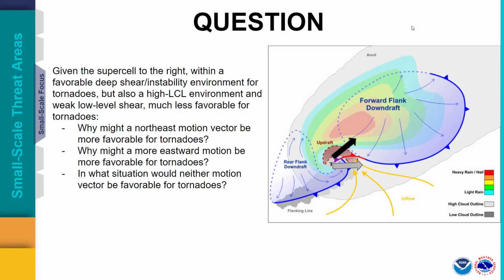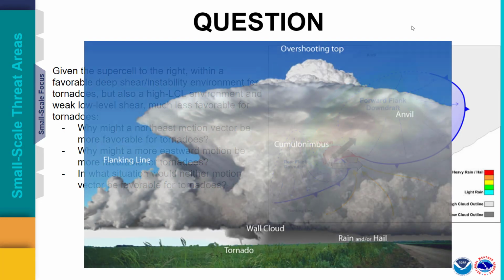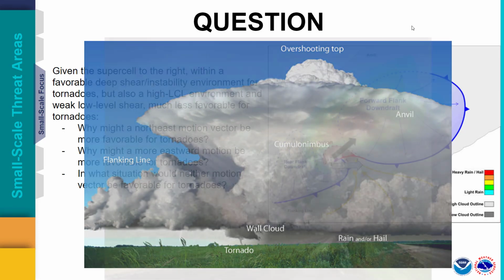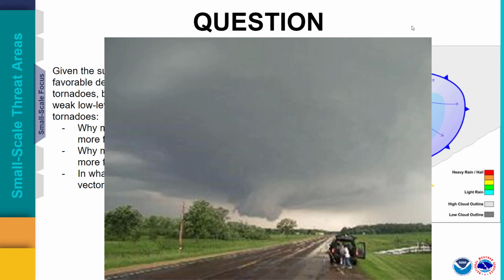Let's tackle the first one. So in a high LCL environment, a motion vector more east or southeast in this example might keep the updraft in such a less favorable environment, whereas a motion more northeast towards the forward flank downdraft region could support an inflow of more moist air from the forward flank area that could locally lower the LCL, as shown in this model where we see a cloud-based lowering where we have the precipitation. And here's an actual image of a storm with that appearance of a slanted cloud base towards the rain area to the right.